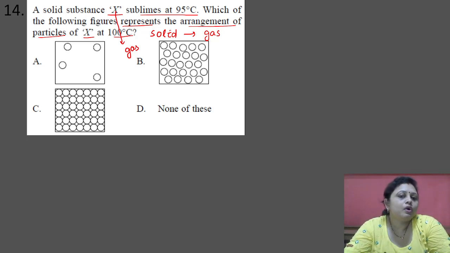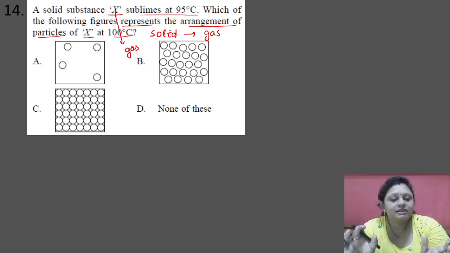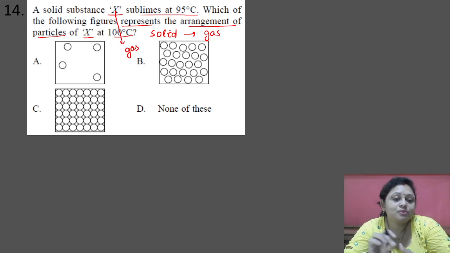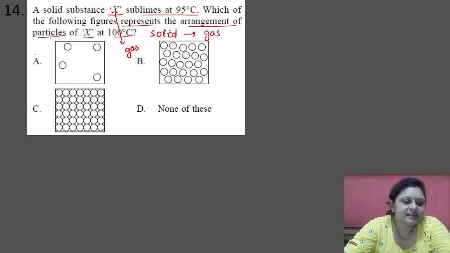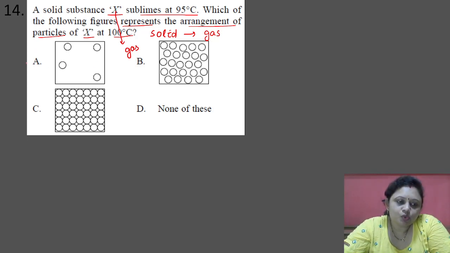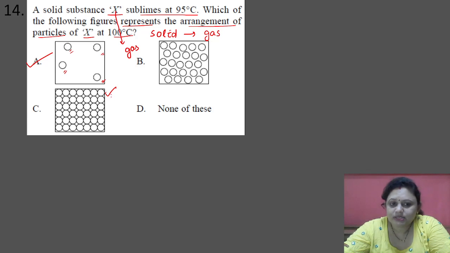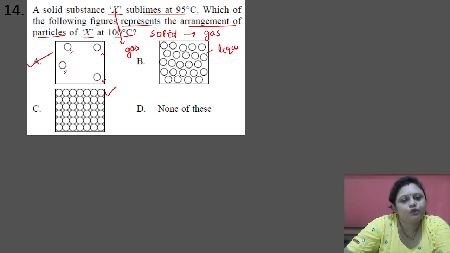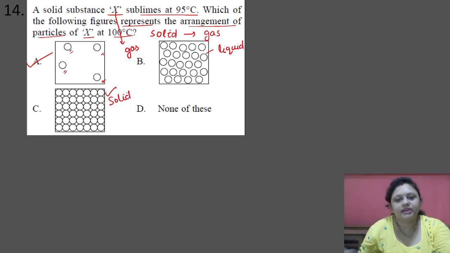At 100 degrees Celsius also it will remain in gaseous state only. In the gaseous state the particles are present far apart from each other, right? So we have to find out the more spacious one. If you know the answer, you can write in the comment section. So it is option A. As you can see, the particles are far apart from each other. And here it is tightly packed, so it could be solid. Here there is a little difference, so it could be liquid. So the correct answer is option A.